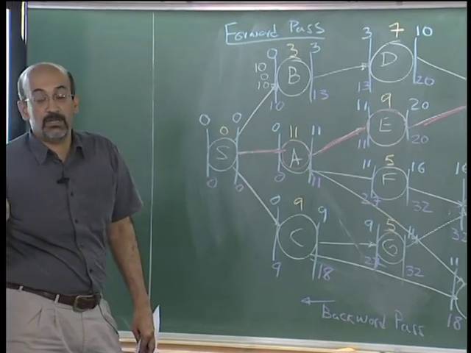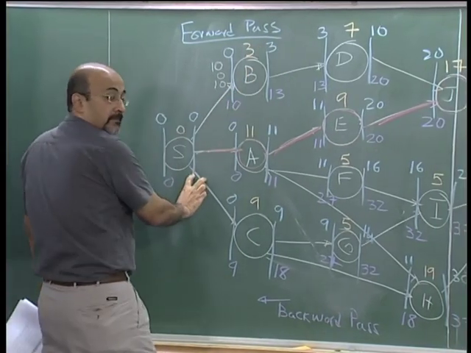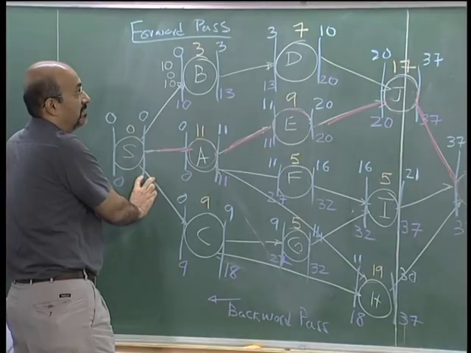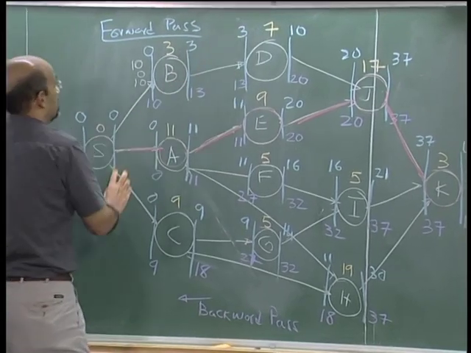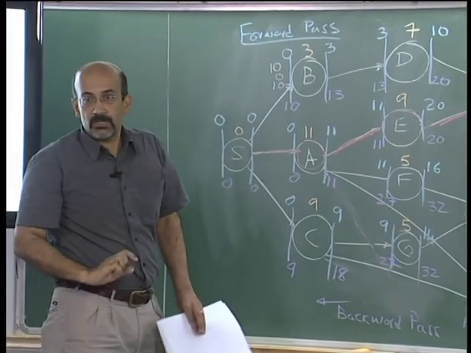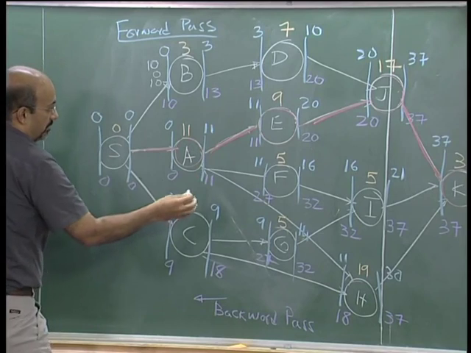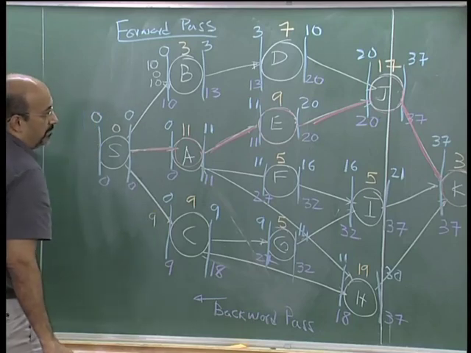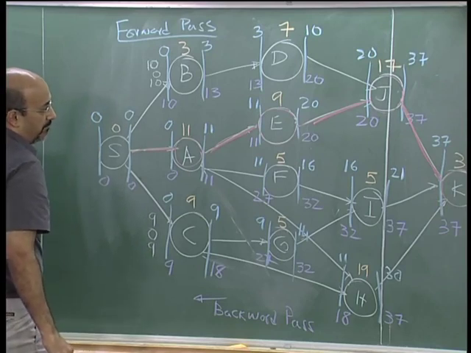If you want to apply a formula for independent float, what is it? Late finish of the previous activity, the predecessor, and early start of the successors, minus the duration. So I take 3 minus 0 and minus 3. So it has no independent float. Similarly let's go to C now. Total float C has 9, free float 0, interfering 9, independent 0.